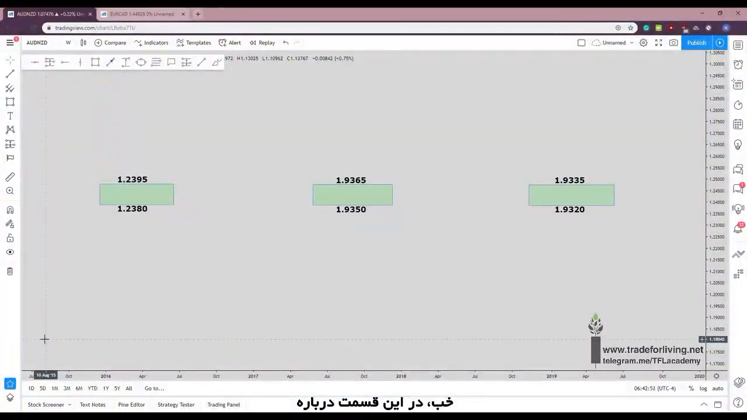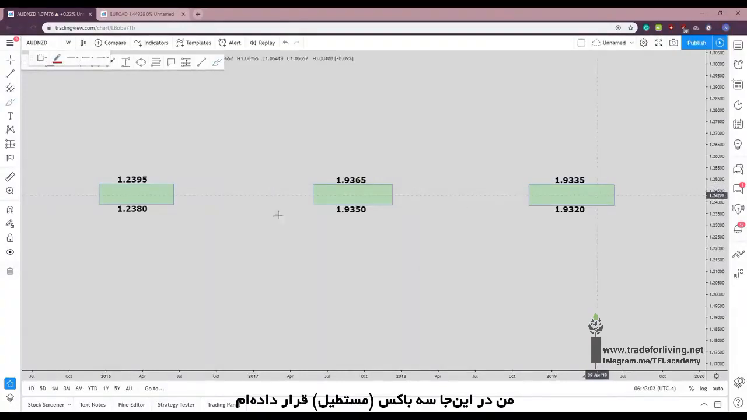Okay, so in this session we will be speaking about the areas of price from which we take our entries. Now, what do I mean by this? I brought here three boxes for you guys. 1.2380 is a price. 1.2380, basically a price in the market on a pair. In this particular case, AUD and NZD.